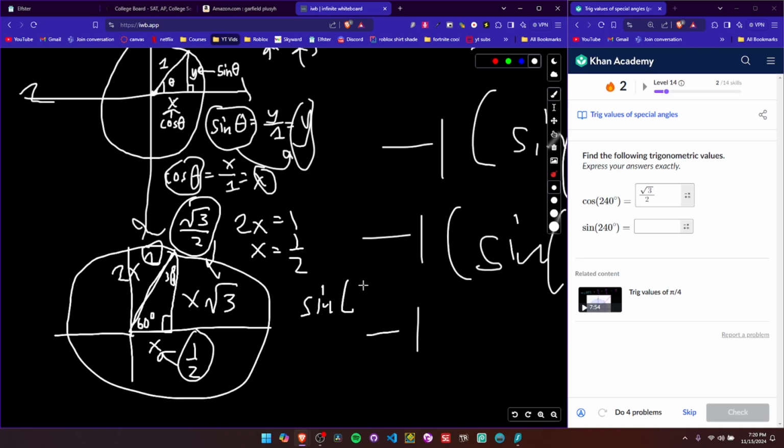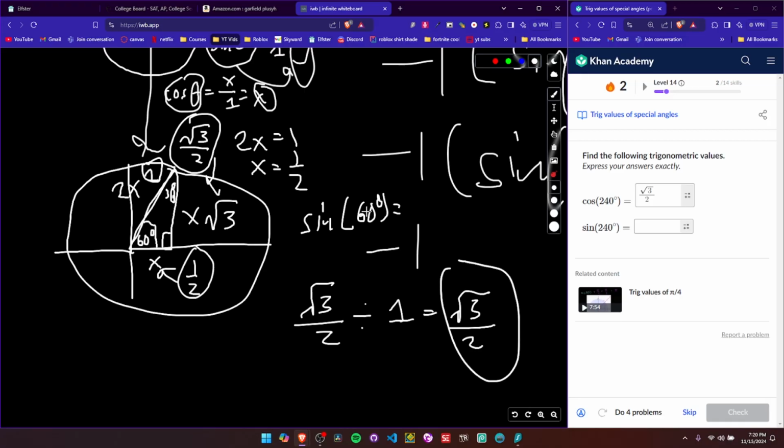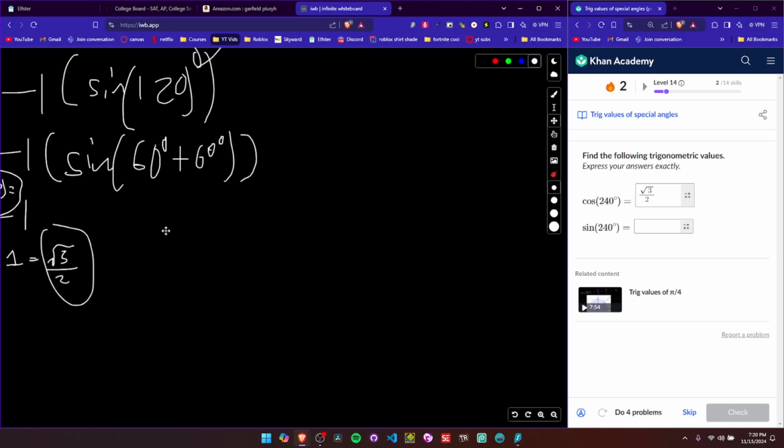Sine of 60 degrees equals, we look at the 60-degree angle here. It's going to be opposite divided by hypotenuse. Opposite is going to be root 3 over 2, and the hypotenuse is just 1. Anything divided by 1 is just that thing. So it's just going to be root 3 over 2. So sine of 60 degrees equals root 3 over 2.